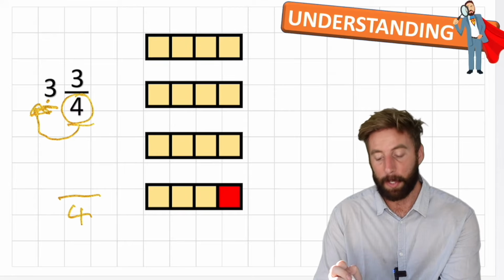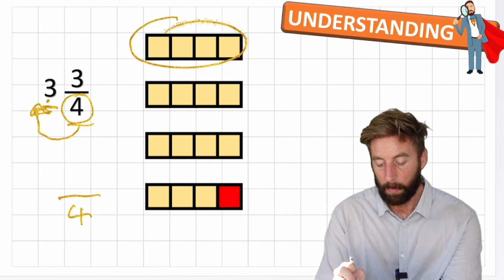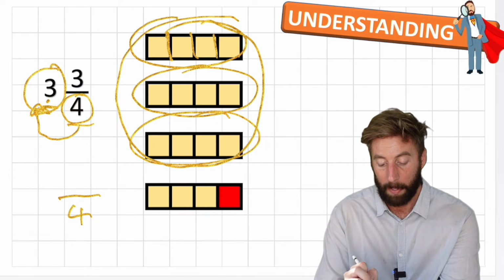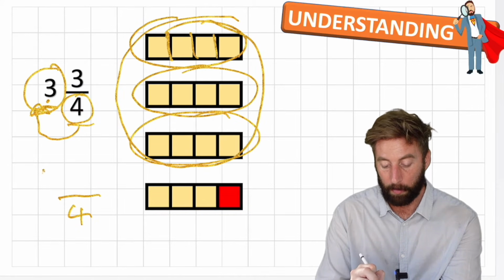And the reason that is because look, we have 3 wholes. Each of these wholes is split into 4, so therefore if I times 3 times 4, it's going to give me how many quarters I have in my whole number. So the answer to 3 times 4 is 12.